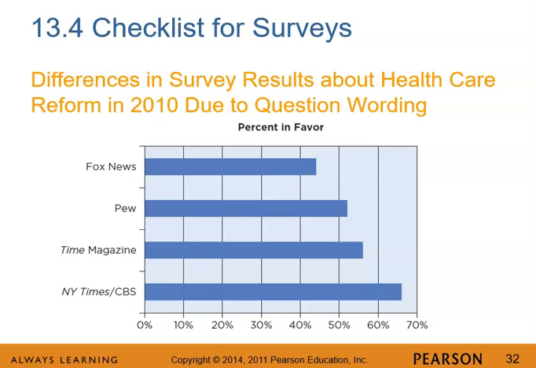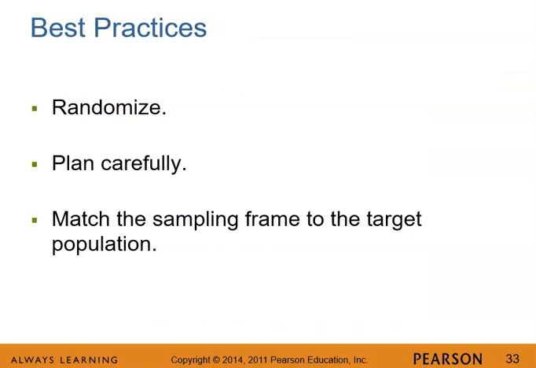So you can see here differences in survey results about healthcare reform in 2010 due to question wording. Fox News, Time Magazine, the New York Times, they all had different results, and that's of course because they have different audiences, and also the way that they asked the question was different. It wasn't standardized.